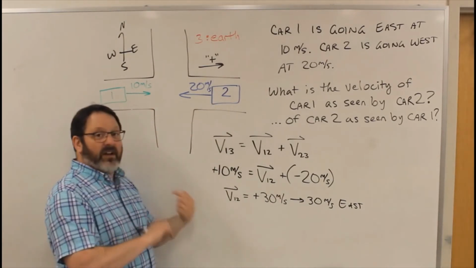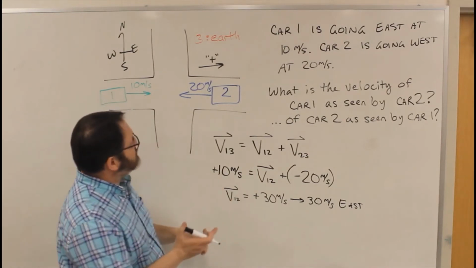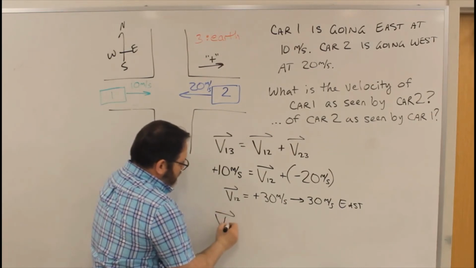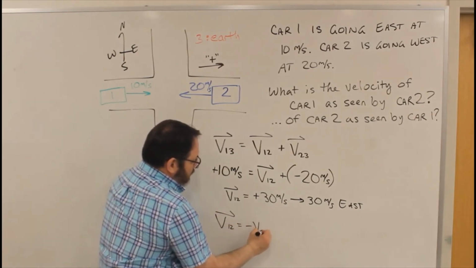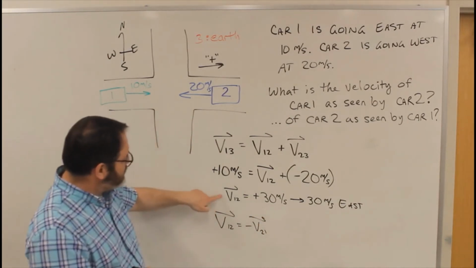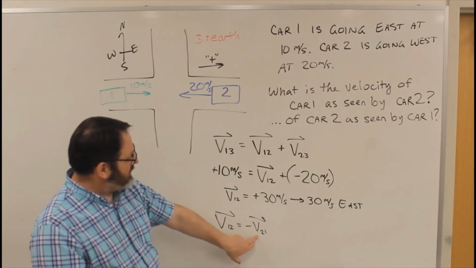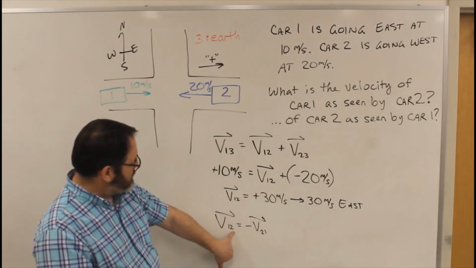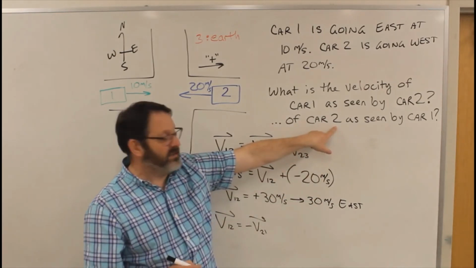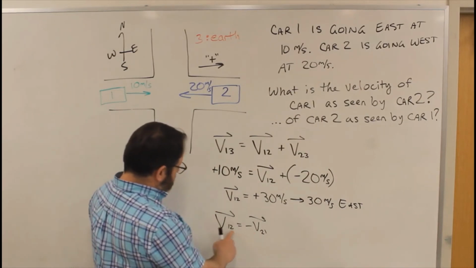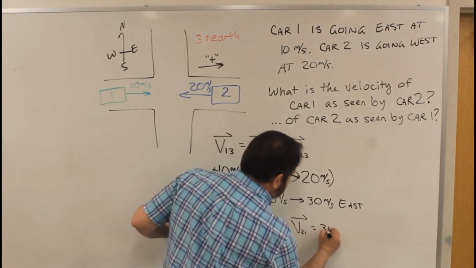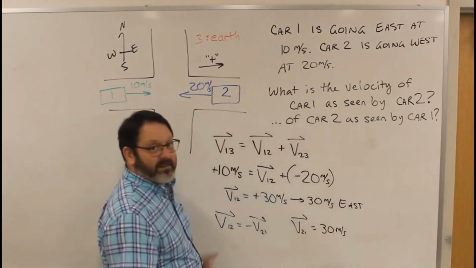Now, to figure out the other one, we could try and rearrange things to solve with this again. But this is a good time to use that V12 is minus V21. Okay, so that means V12, which we just found, that's the opposite of, so this is how car 1 is seen by car 2. This is car 2 as seen by car 1. That's the second question. So it's just minus this. So V21 is 30 meters per second. The opposite of east is west.